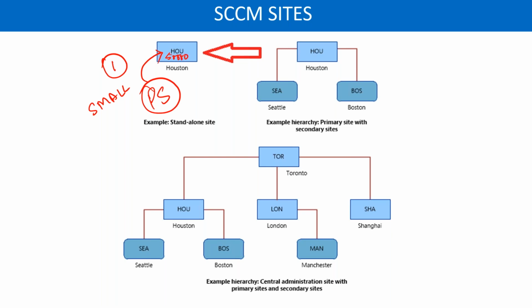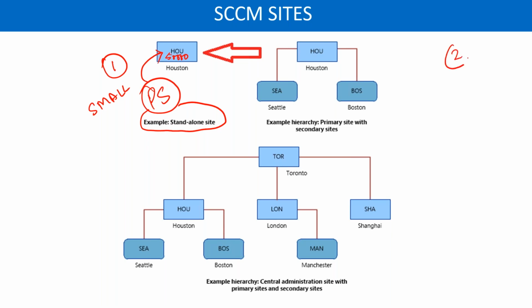For example, let's say you started a new company in Houston and 50,000 devices are there. In order to manage these 50,000 devices, to keep these computers up to date, and to deploy applications and operating systems, you need only one primary site, a single standalone primary site, to manage all these 50,000 devices. That is one architectural diagram for small size companies.